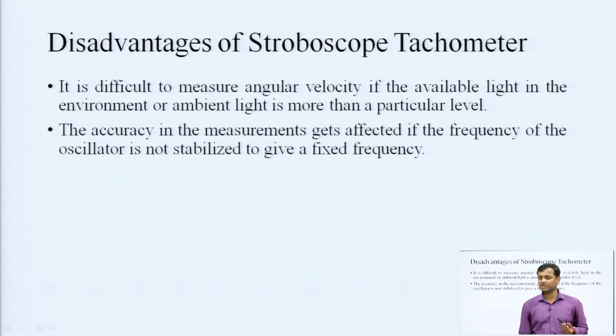There are some disadvantages of the stroboscope tachometer also. It is difficult to measure angular velocity if the ambient light in the environment is more than a particular level. Also, the accuracy of the measurement is affected if the frequency of the oscillator is not stabilized to give a fixed frequency. That causes problems in the result or output. These are certain disadvantages of the stroboscope tachometer. So, this is all about displacement measurement. Thank you.